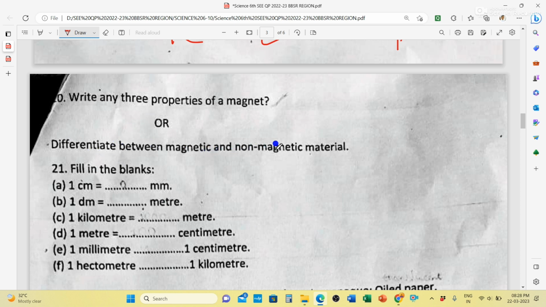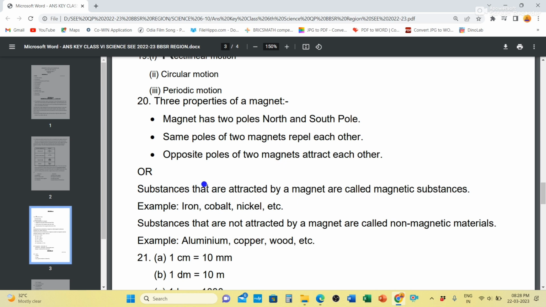Differentiate between magnetic and non-magnetic materials. So you can write the answer to this question. Substances that are attracted by a magnet are called magnetic substances. For example, iron, cobalt, nickel. Substances that are not attracted by a magnet are called non-magnetic substances. Example, aluminum, copper, wood.